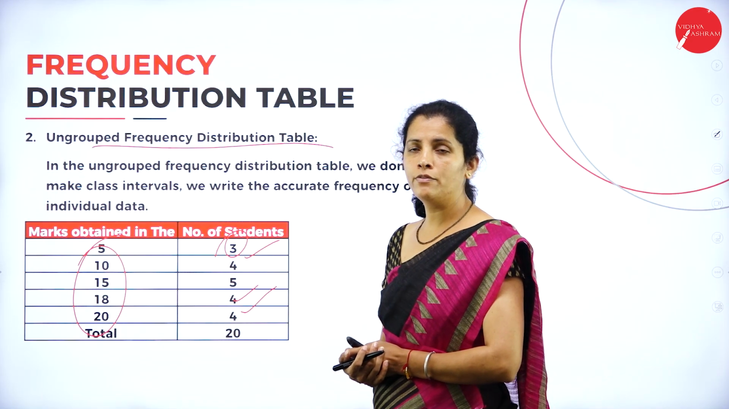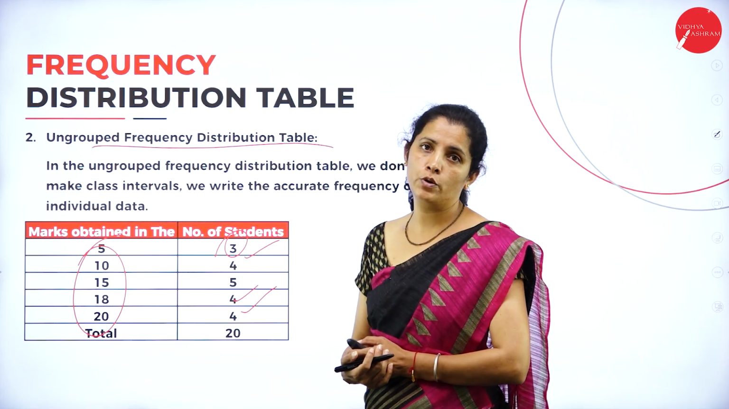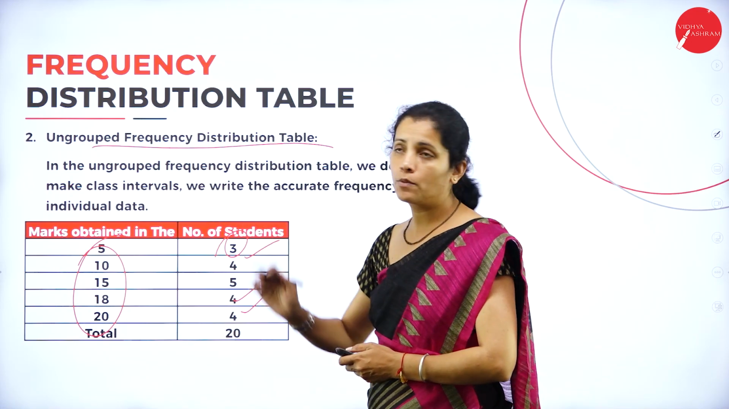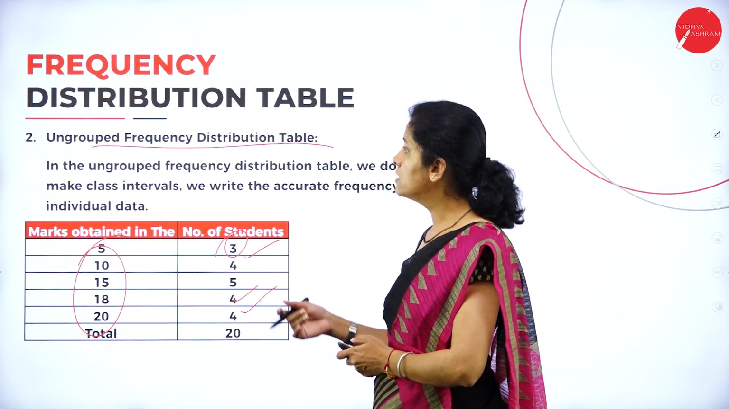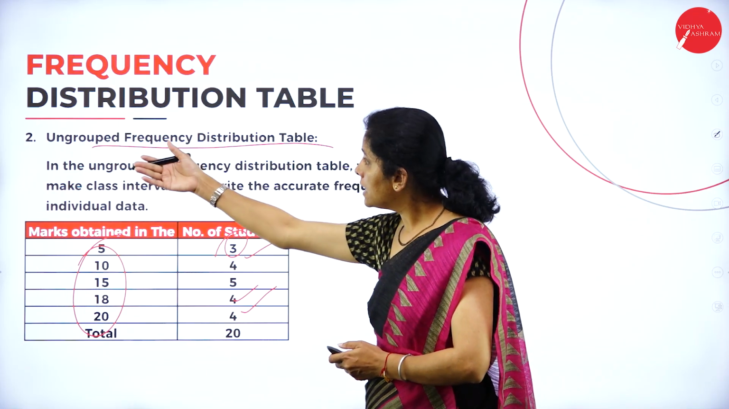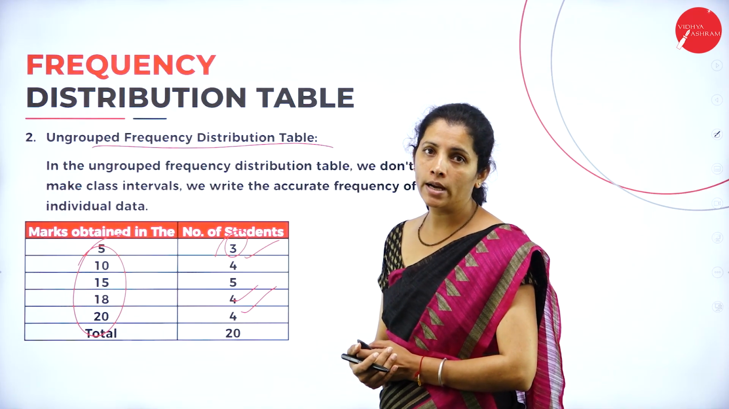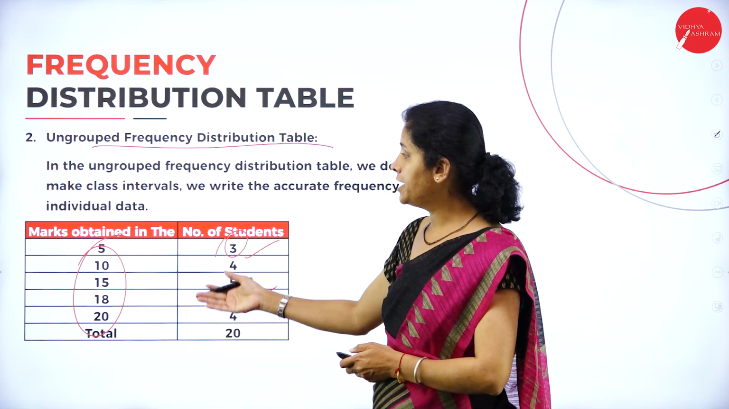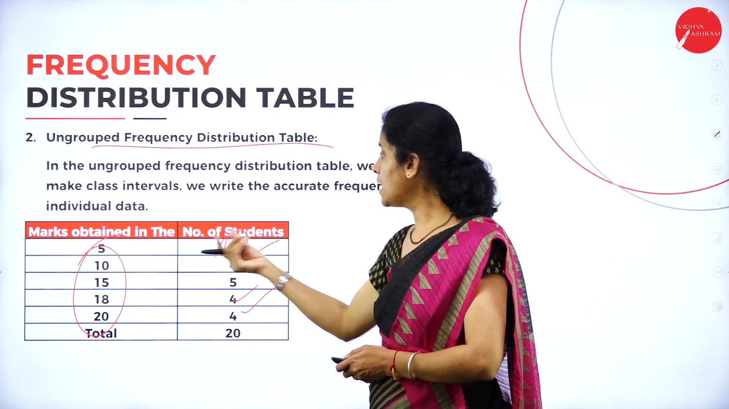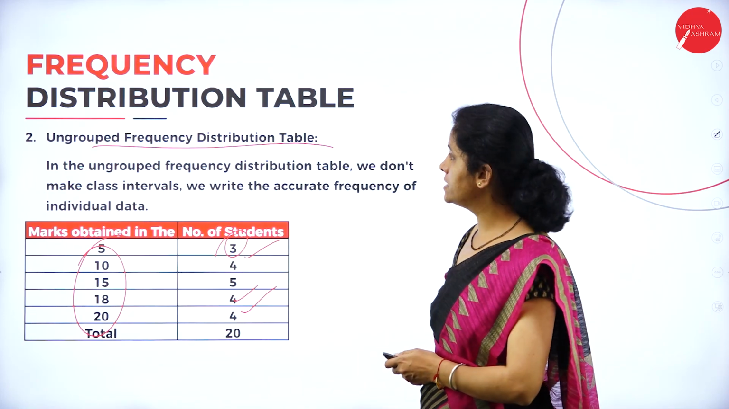So dear student, for this example also I'm going to consider the same data set. First I considered grouped data, now I'm going to consider ungrouped data. If I consider ungrouped data, I don't have any range. Directly I'm going to take the data, and for that I'm going to find out the frequency.